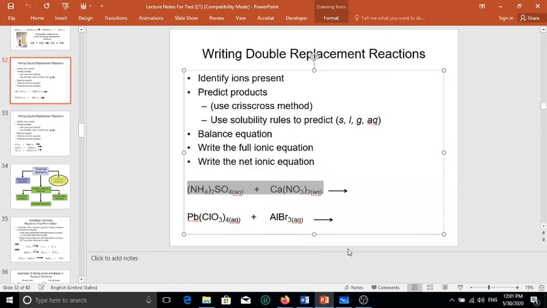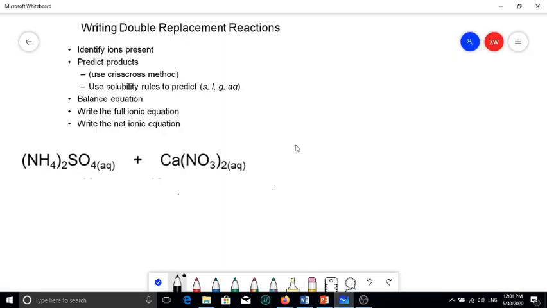Okay, here's another example of a double replacement reaction. In this example, we want to do a couple of compounds with polyatomic ions. See if we can work this out, which is a little bit more complicated than the previous one. This first compound is called ammonium sulfate, so you have a polyatomic cation and a polyatomic anion. Then calcium nitrate.